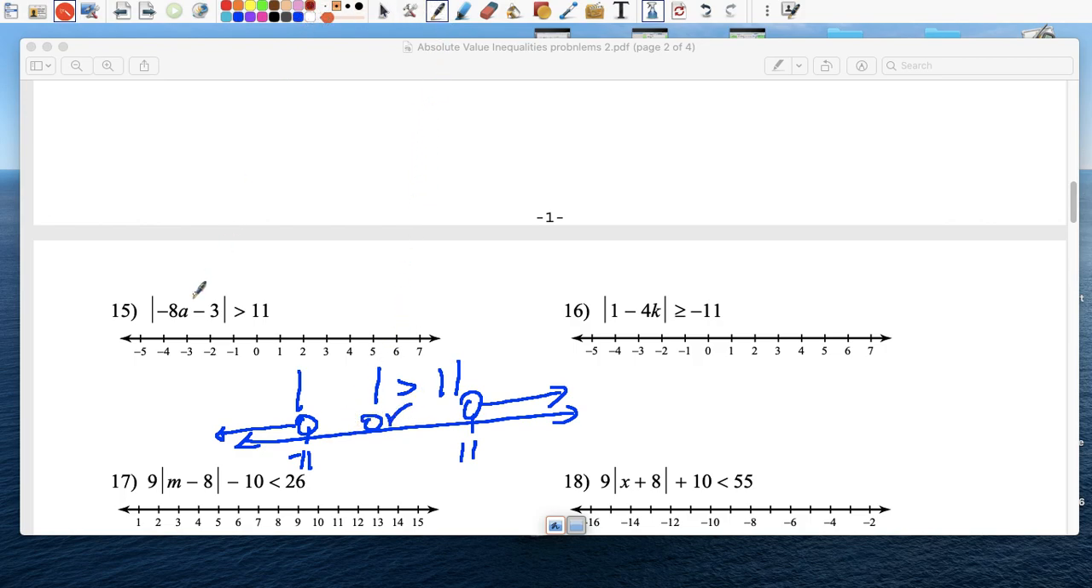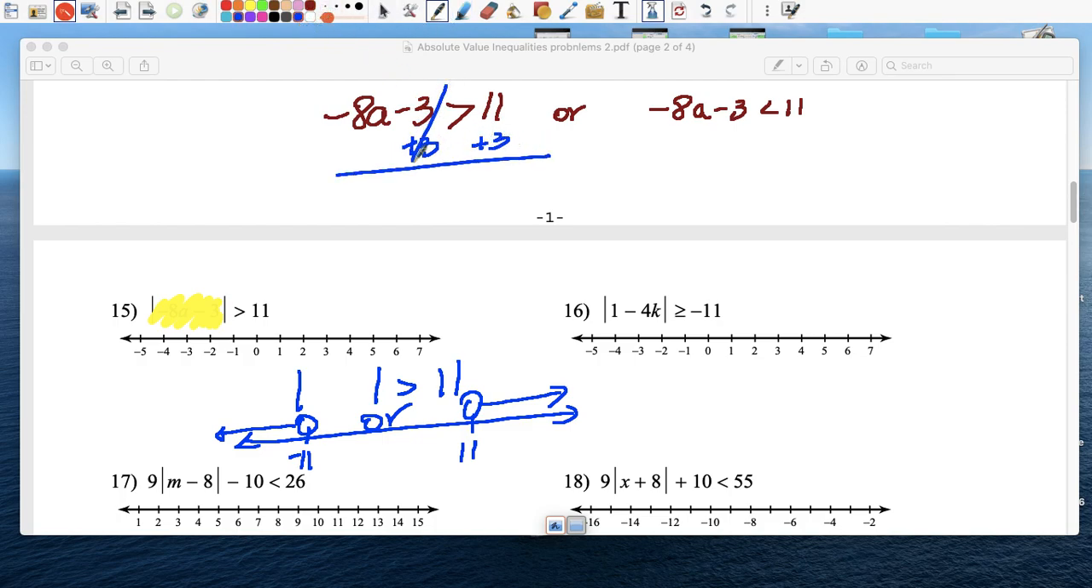So we know that this guy over here, in order for it to work, has to be negative 8a minus 3, right? Whenever you multiply negative 8 times a, and then subtract 3, in order for it to work, this whole thing has to be greater than 11, or has to be less than 11. Those are your two conditions. Plus 3, that goes away.